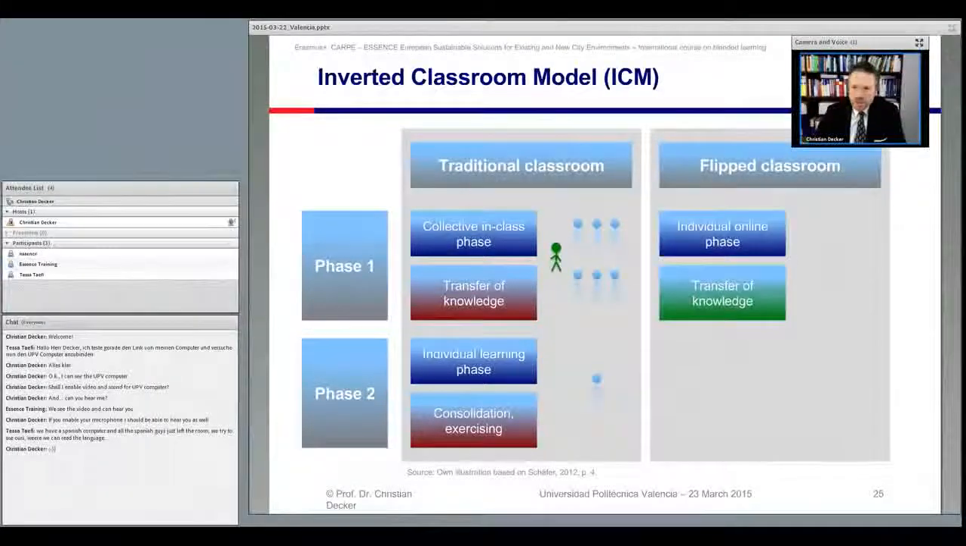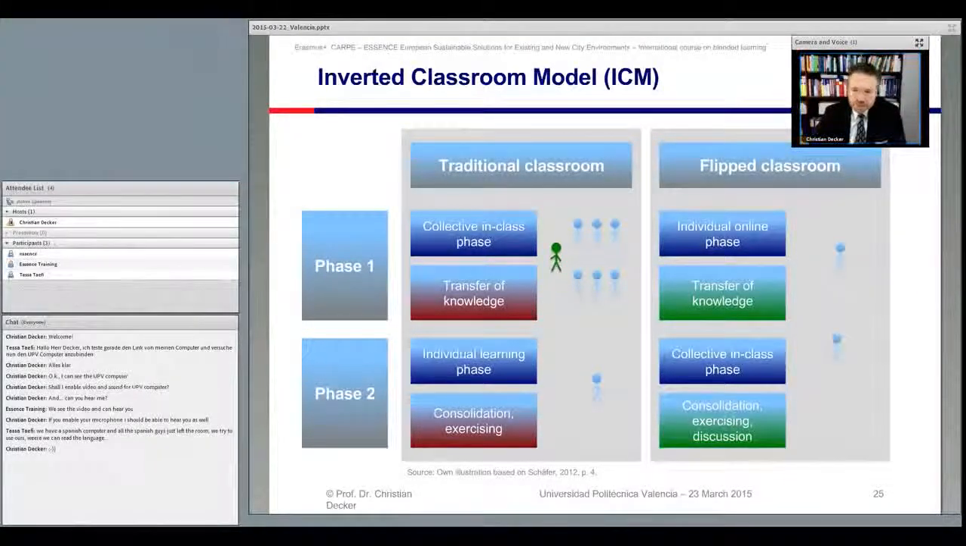Now, while looking at the flipped classroom, it just flips these concepts, and also it enhances the concept to a certain degree.